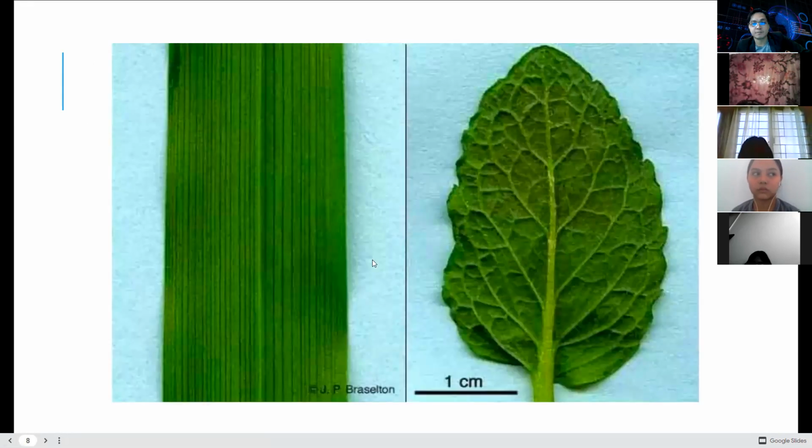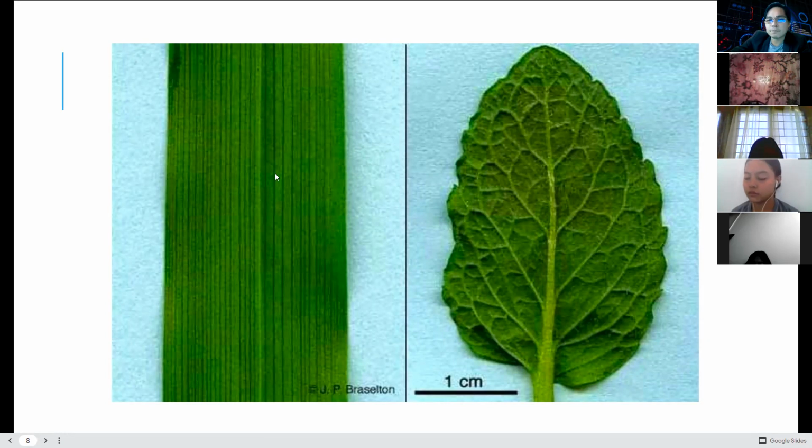Like for this example, this is a monocot plant. As you can see, it has a parallel venation. This is venation. And in the dicotyledon plant, you can actually see branched venation. This is just one way to compare a plant, if it is a dicot or a monocot.